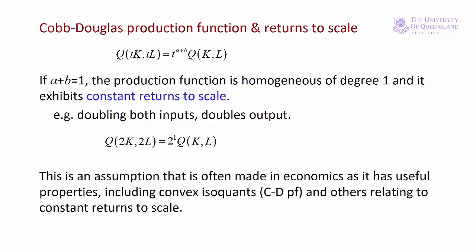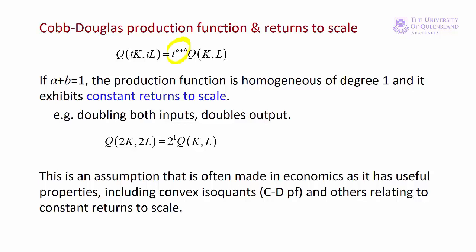Well, we introduce the concept of a homogeneous function. A homogeneous function is one in which if the argument is multiplied by a factor, then its value is multiplied by some power of this factor. So we see for the Cobb-Douglas production function, this power is a plus b.